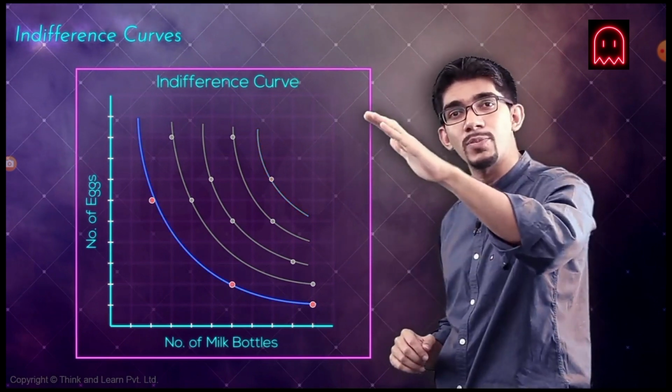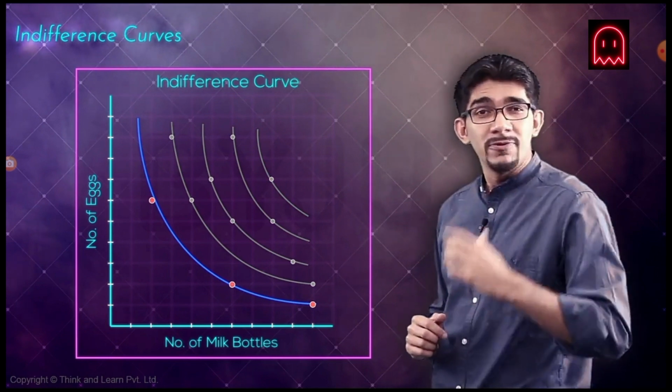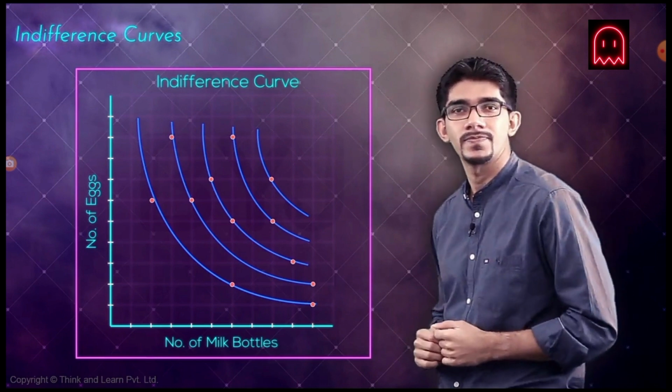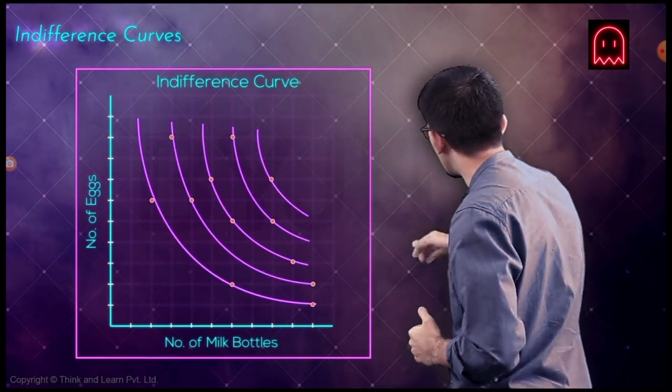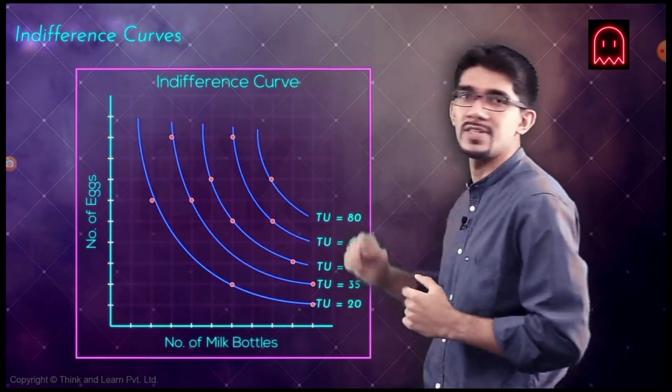And the bottom ranked point on the box will become the lowest indifference curve here. In fact, for each ranking on the box, we'll have a separate indifference curve. And on each indifference curve, we can see if we move along the indifference curve, the TU remains constant. That is one of the properties of an indifference curve.